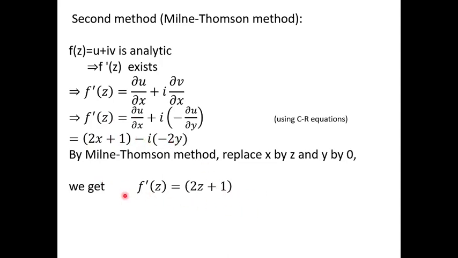Now apply the integration. Integration of f dash z is f of z, and integration of 2z is z square by 2, the 2s get cancelled, plus 1, integration of 1 what? Z, plus integration constant. This is the construction of the analytic function. Now comparing the answer with the second method and also the first method, we get the same result. So this is the method of constructing the analytic function from the given part. Now we move on to the next problem.